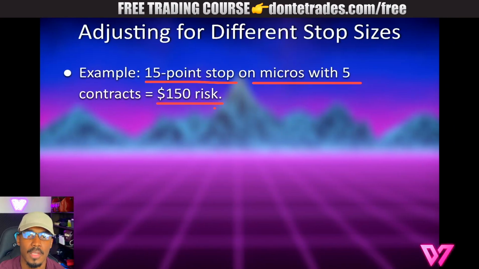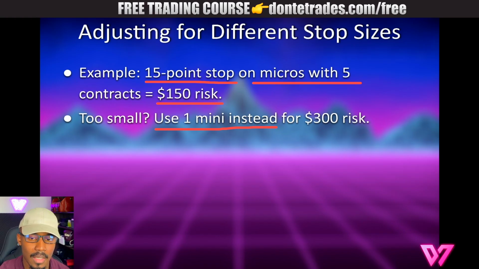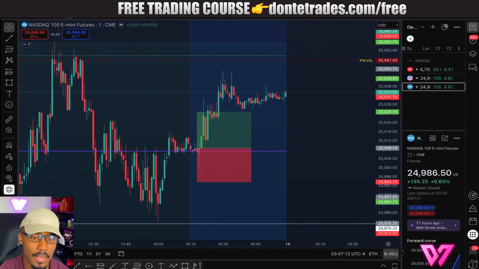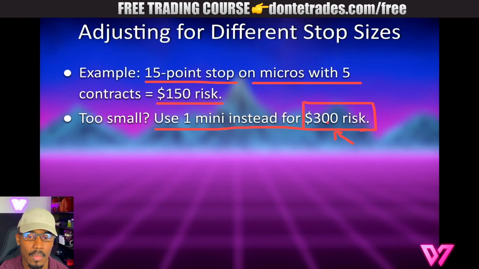But let's just say you wanted to risk $300 on this trade instead of $150. Then in this case, on the same trade for the same amount of points, you can just use 1 mini instead, and that would give you a $300 risk, right? And you would pay less fees when you use the 1 mini instead of like 10 micros. So again, if you're going to trade the same size, in this case, I wouldn't use 10 micros. I would use 1 mini because it's the same size and you are going to be paying less fees. So in this case, if you wanted to risk $300 on this 15-point trade, you would use 1 mini instead.